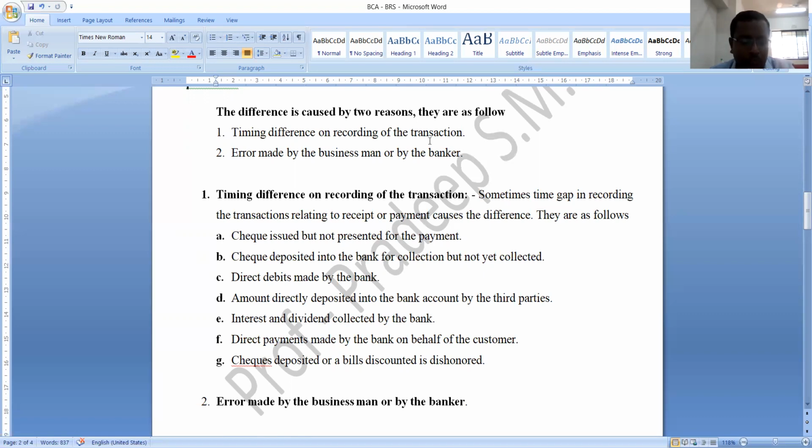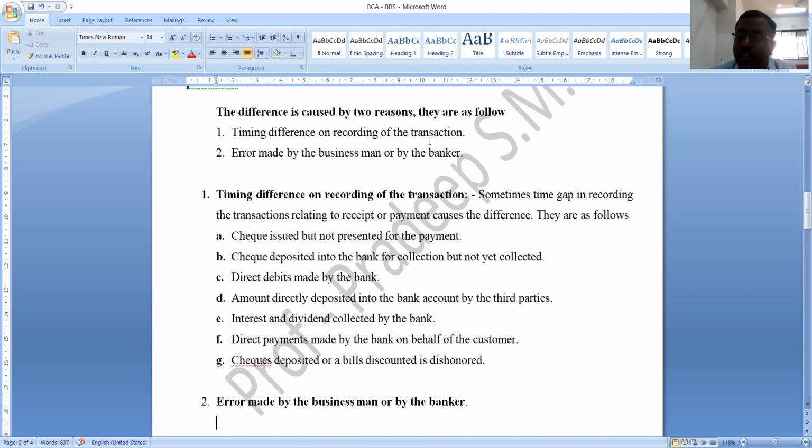It causes the difference. Another one is check deposited into bank for collection but not yet collected. Again, a similar kind of situation. We deposited a check into bank for collection. Immediately we recorded that particular transaction in cash book, but that check is not yet collected by the banker, so it is not yet recorded in the passbook. It causes the difference between cash book balance and passbook balance.